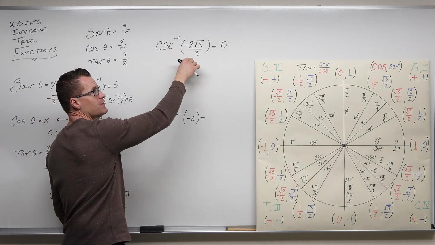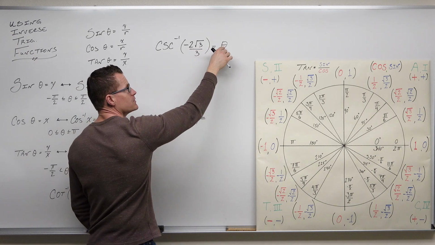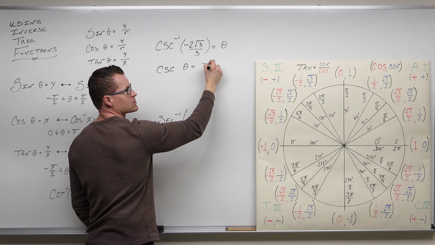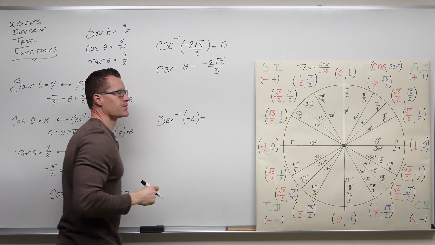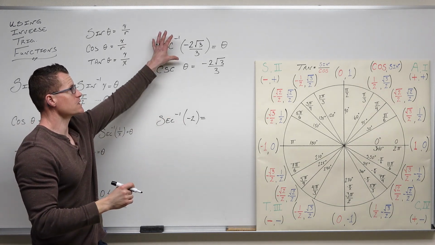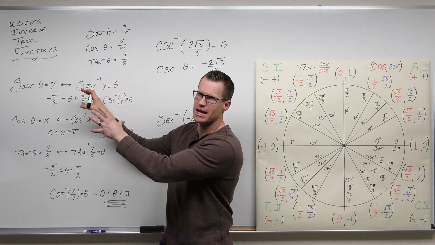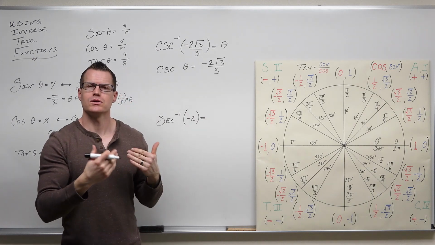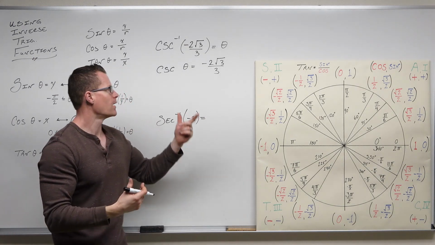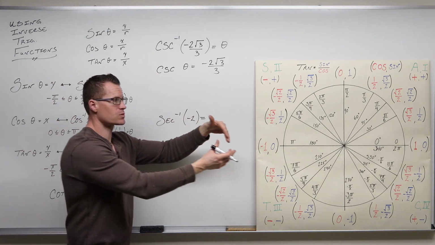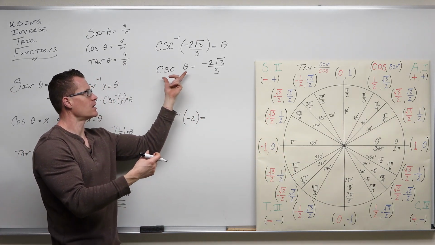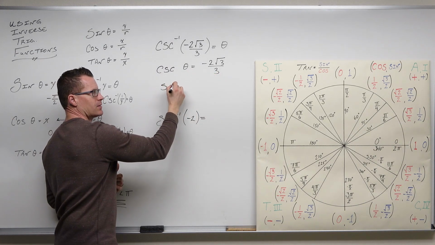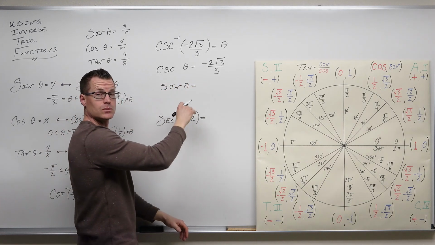If cosecant inverse of this 1 over y gives you theta, this is only true if cosecant theta gives you negative 2 square root 3 over 3. Because cosecant inverse has the same domain, or well, range, as sine inverse, we're allowed to use this nice reciprocal. Because they do, we're not going to be switching outside of the quadrant that we're supposed to be in. Cosecant theta equals negative 2 square root 3 over 3. Well, then sine theta must be equal to the reciprocal of that.